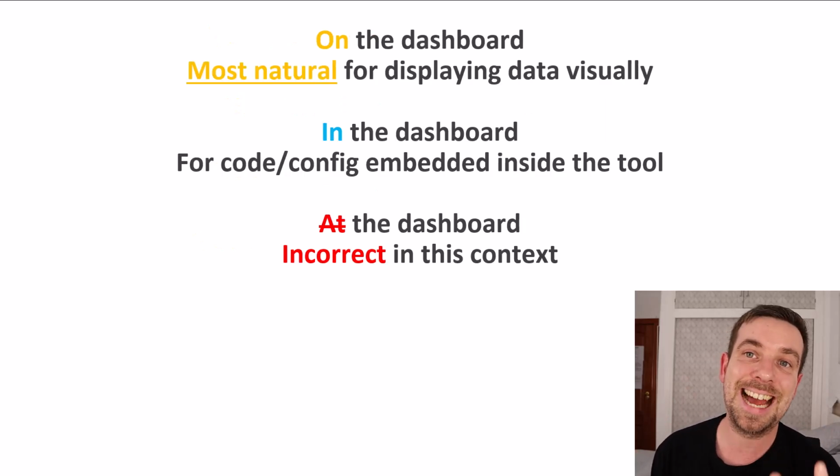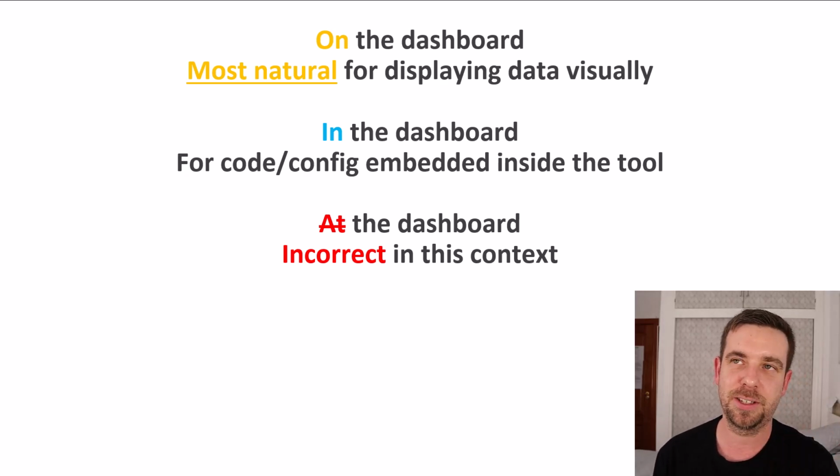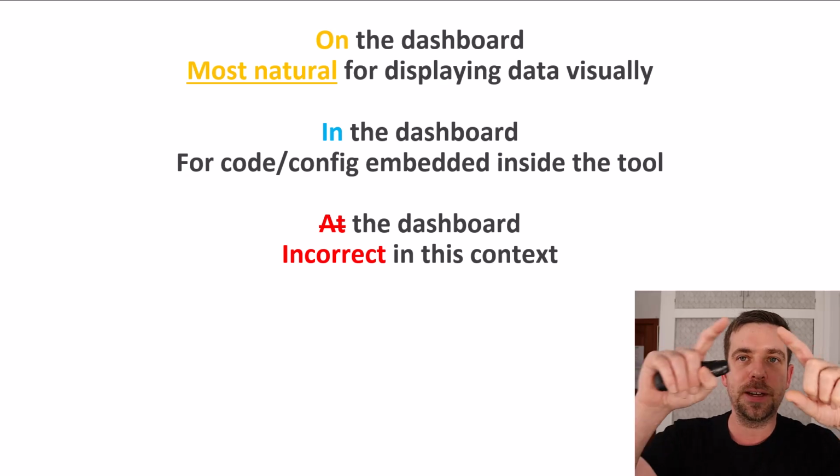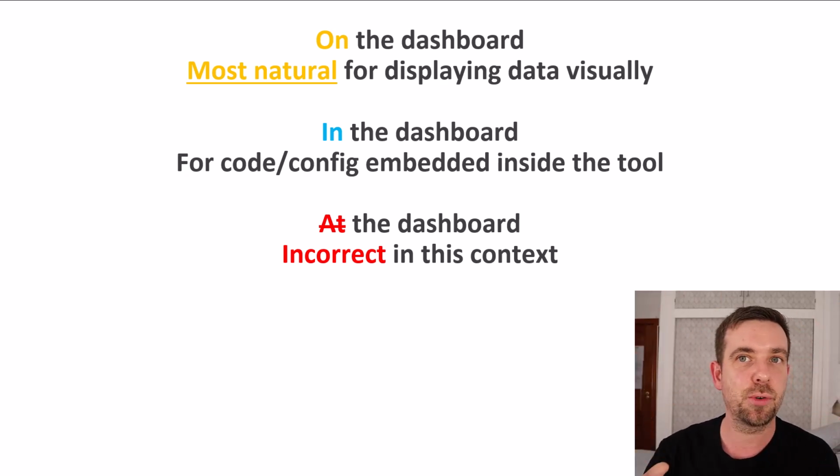Now, when we talk about dashboard, we have to use the word on. It's definitely the best. On is the idea of a surface, and especially a screen or a computer screen or monitor. This is the reason why you say on your phone, on your laptop, on Facebook, on Instagram, because we interact and see these things with screens and surfaces.